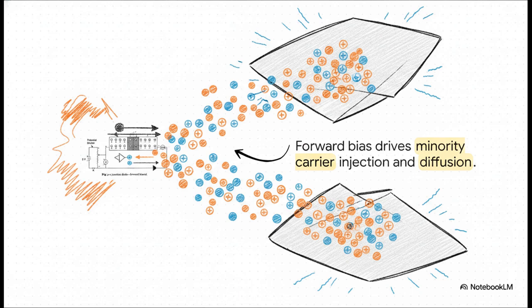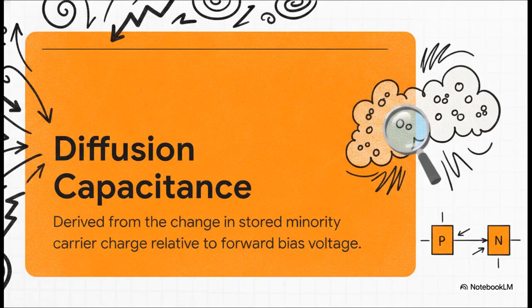So while the current is flowing, a huge amount of charge is temporarily stored right outside the depletion zone. And what do we call it when a component dynamically stores charge based on voltage? Yep, capacitance. This one is known as diffusion capacitance. It basically measures the change in that stored minority charge compared to the change in forward bias voltage. If you look at the formula, diffusion capacitance, or CD, equals the forward current multiplied by the transit time, which is just how long it takes the carriers to cross, divided by the thermal voltage.